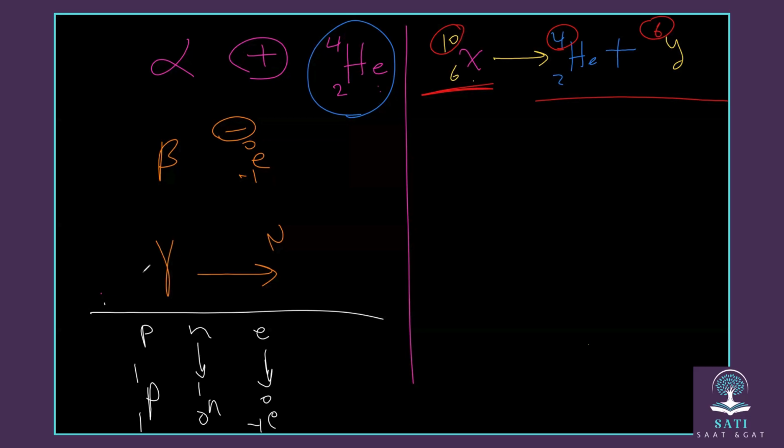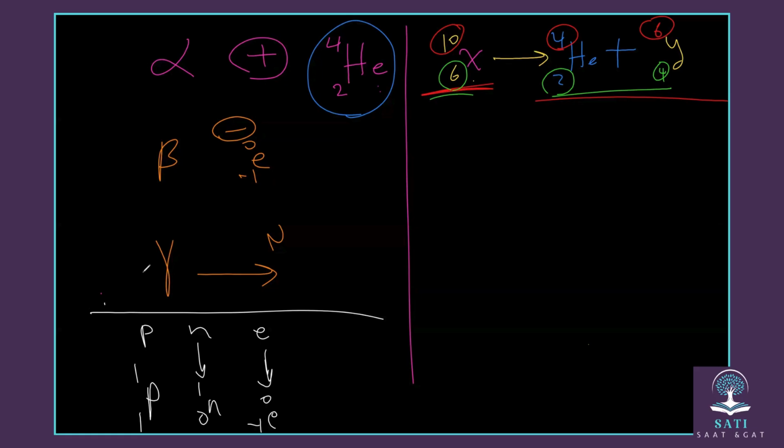And also for atomic number, it's the same. So here is, as you see, 6. So this one has to be 2. And what should I write here as atomic number? I should write 4, since it's going to be 6 on the right and 6 on the left.